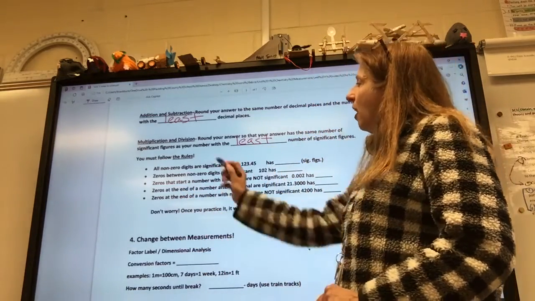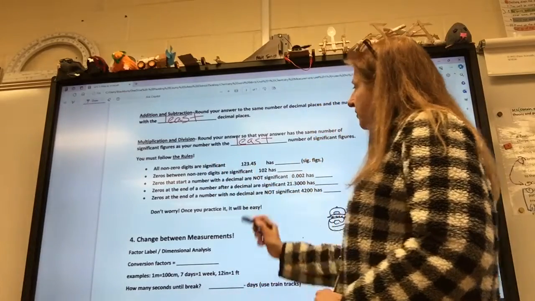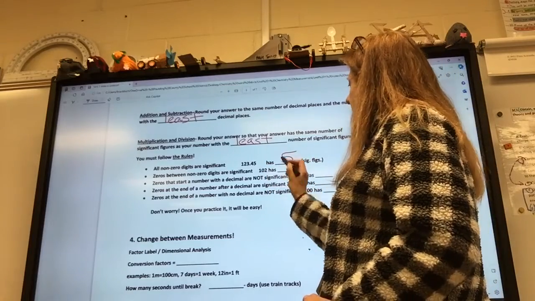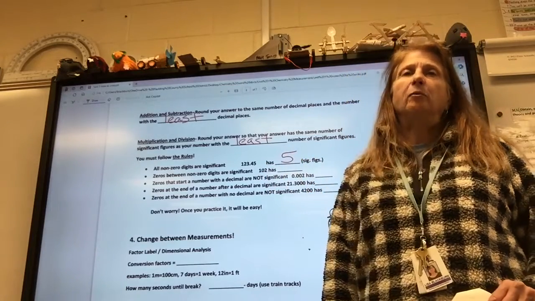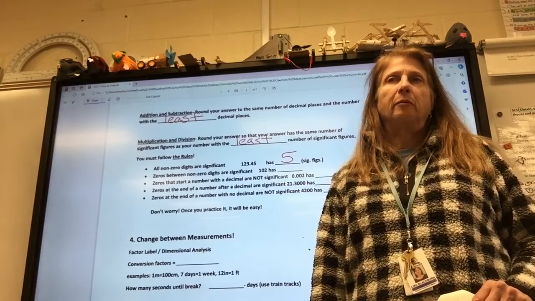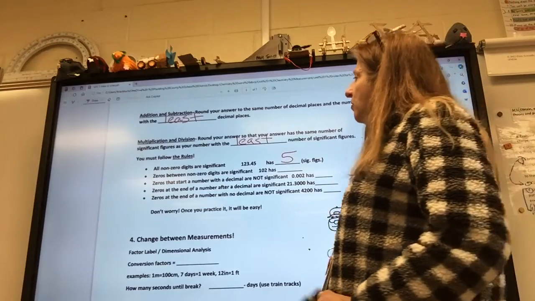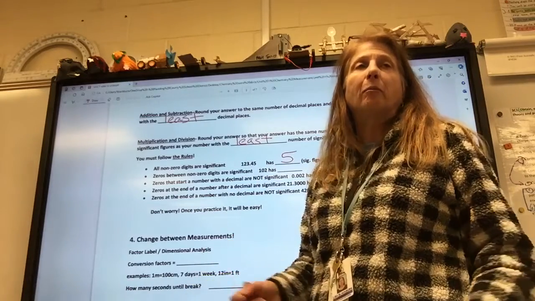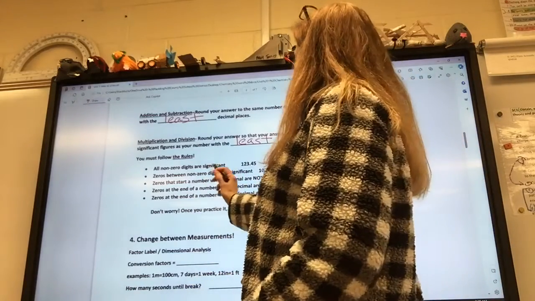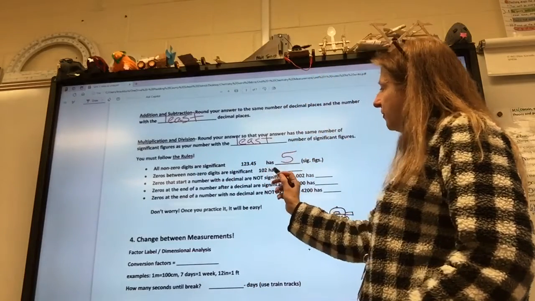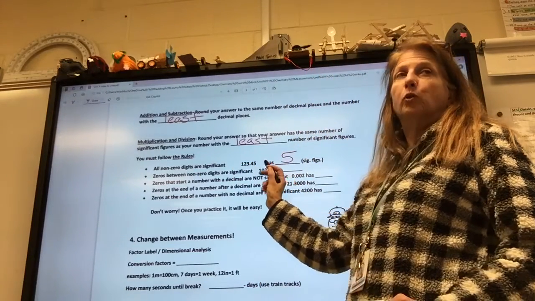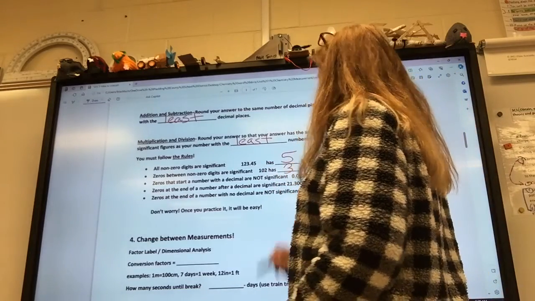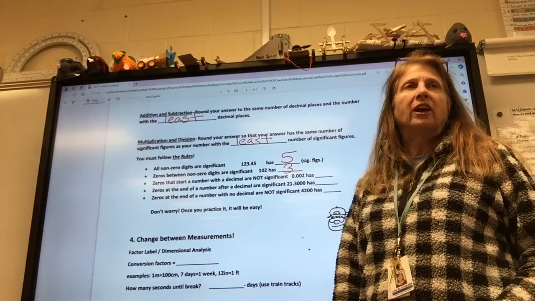Okay, here are the rules. All non-zero digits are significant. So this number, 12345, has 5 significant figures. It has 5 numbers that aren't 0. Does that make sense to everybody? Okay. So the problem is zeros. Do you count zeros or not? Sometimes yes, sometimes no. Here are the rules. Zeros between non-zero digits are significant. Do you see how the 0 is between the 1 and the 2? So this has 3 significant figures. Zeros in the middle count.